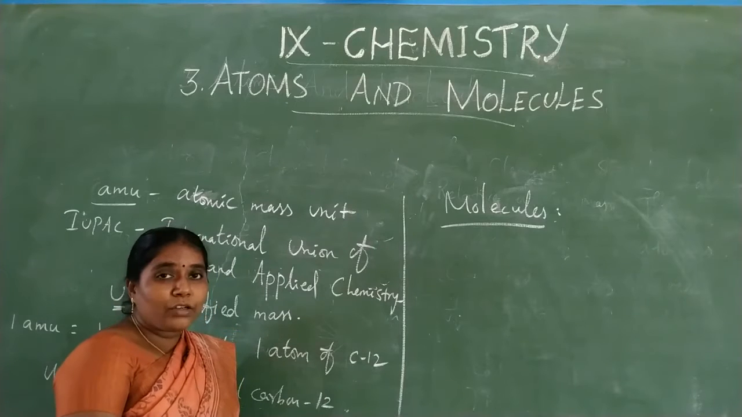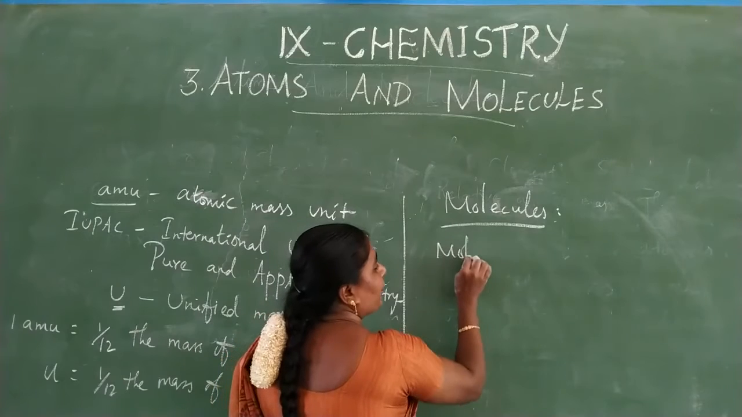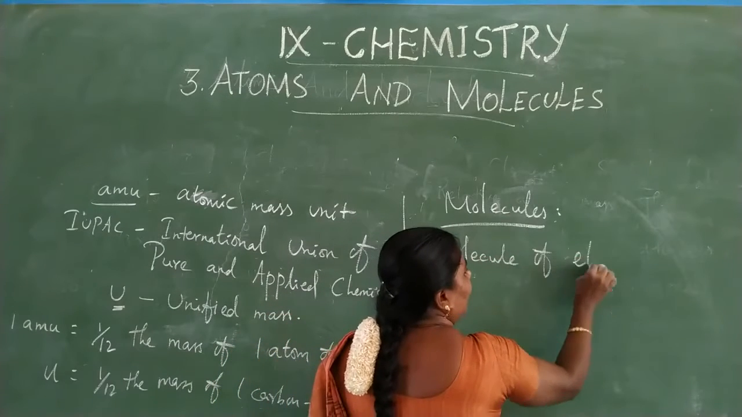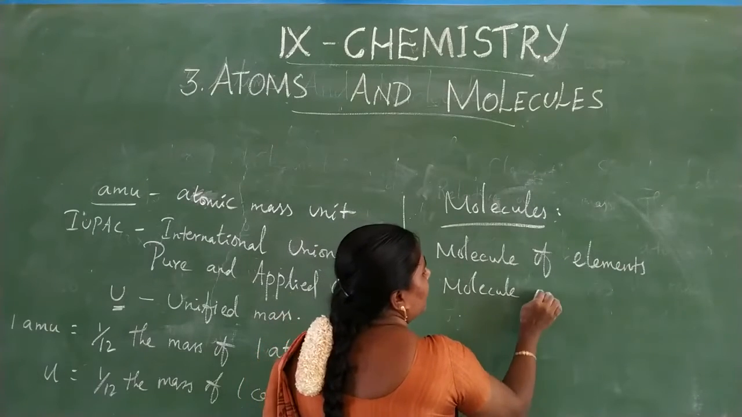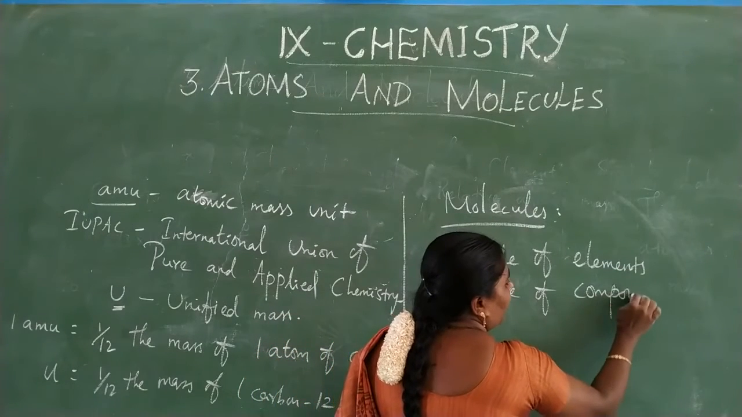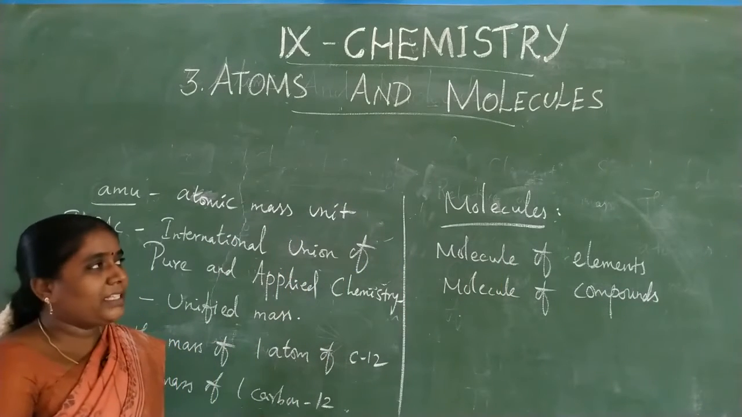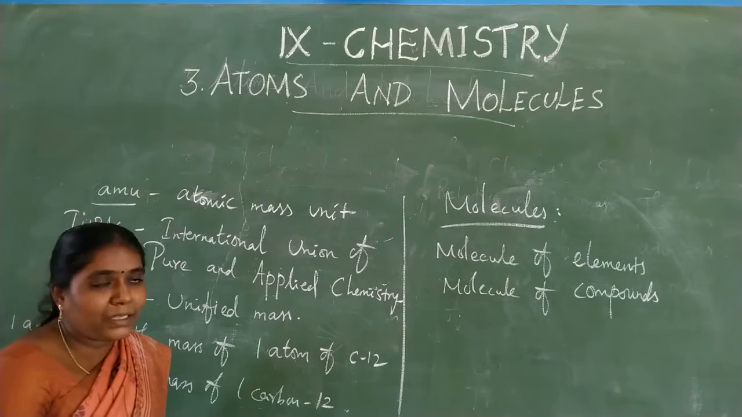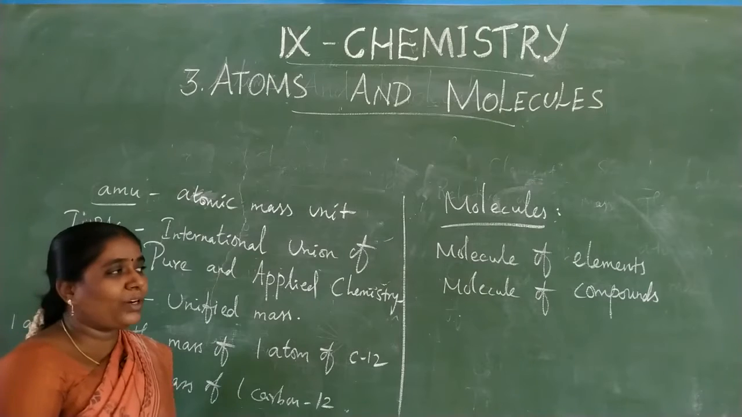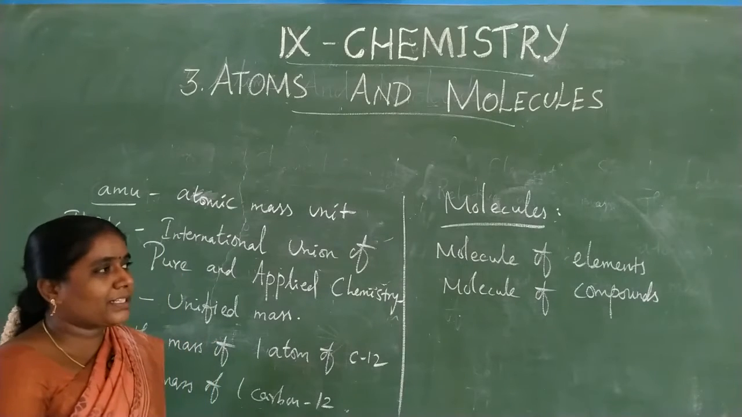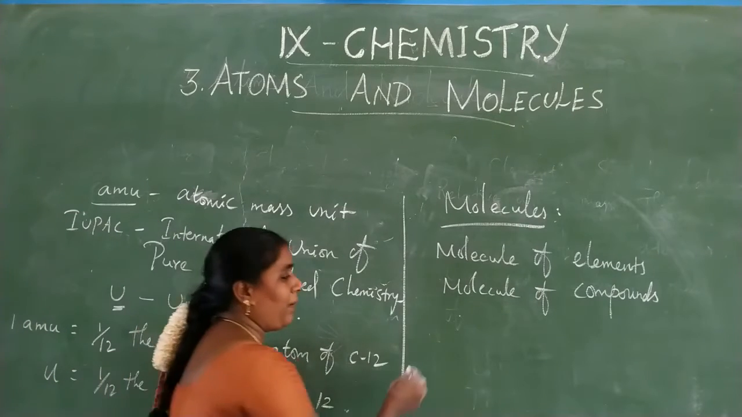Molecules we can divide into two types: molecules of elements and molecules of compounds. What is called a molecule of an element and what is called a molecule of a compound? We are going to discuss now. Listen. Molecules of elements are nothing but atoms of the same element.